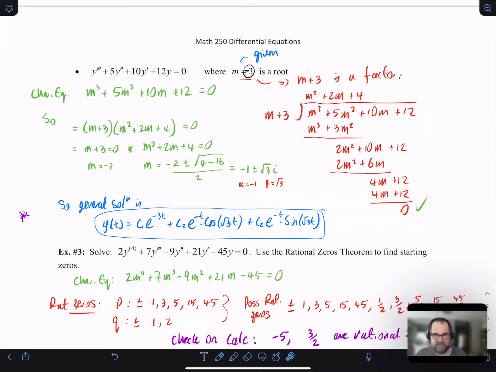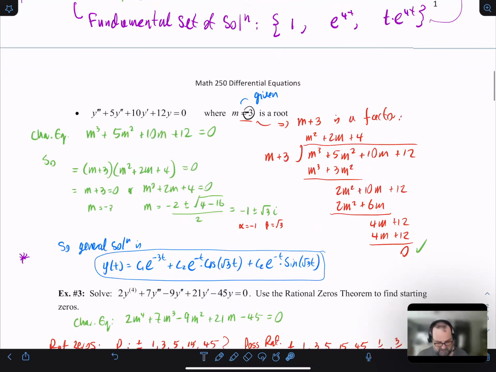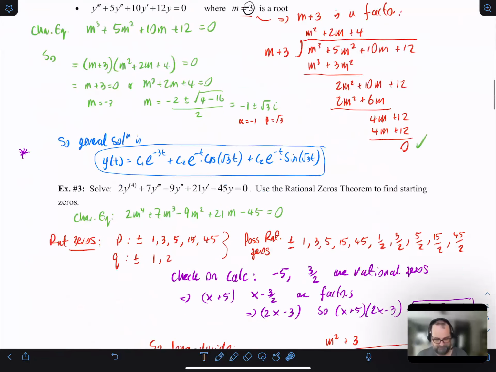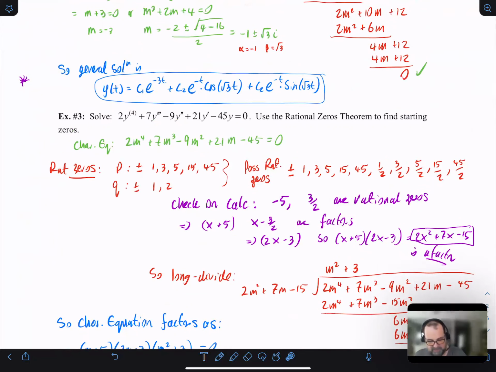The fundamental set of solutions is e to the minus 3t, e to the minus t cosine root 3t, and e to the minus t sine root 3t. So again, here's one we've solved given a root. Try a couple of these where the roots are given. This one on OpenMath is fairly easy. And then last but not least, this is a bit more work, but here is a fourth order differential equation.